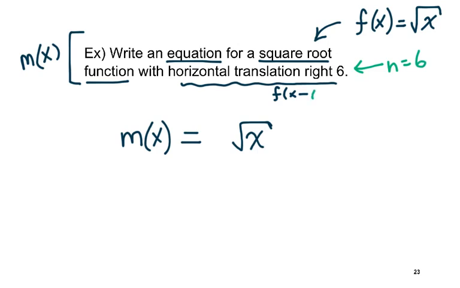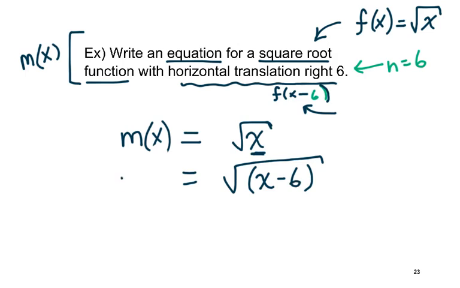So I'm going to be subtracting 6 from the x value of my function. Now this is where you've got to be super duper careful. Everywhere where there's an x, we're going to replace it with x minus 6. So m of x, and that's in the f of x function. So this is going to be the square root of, and anywhere where there's an x, I'm going to subtract 6.